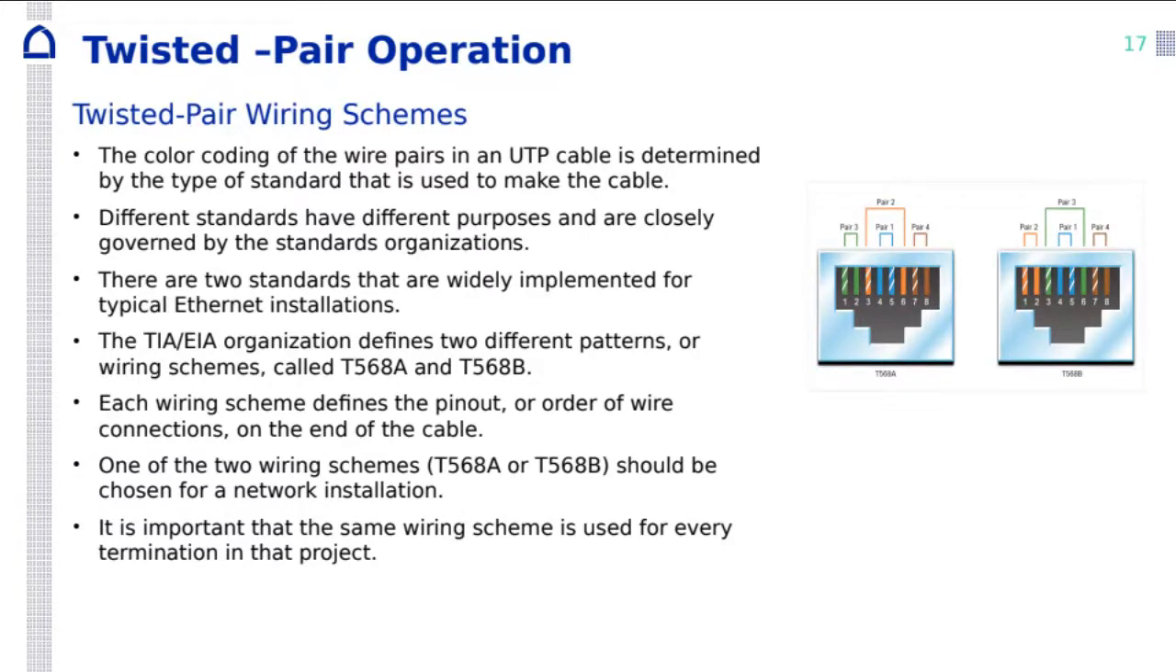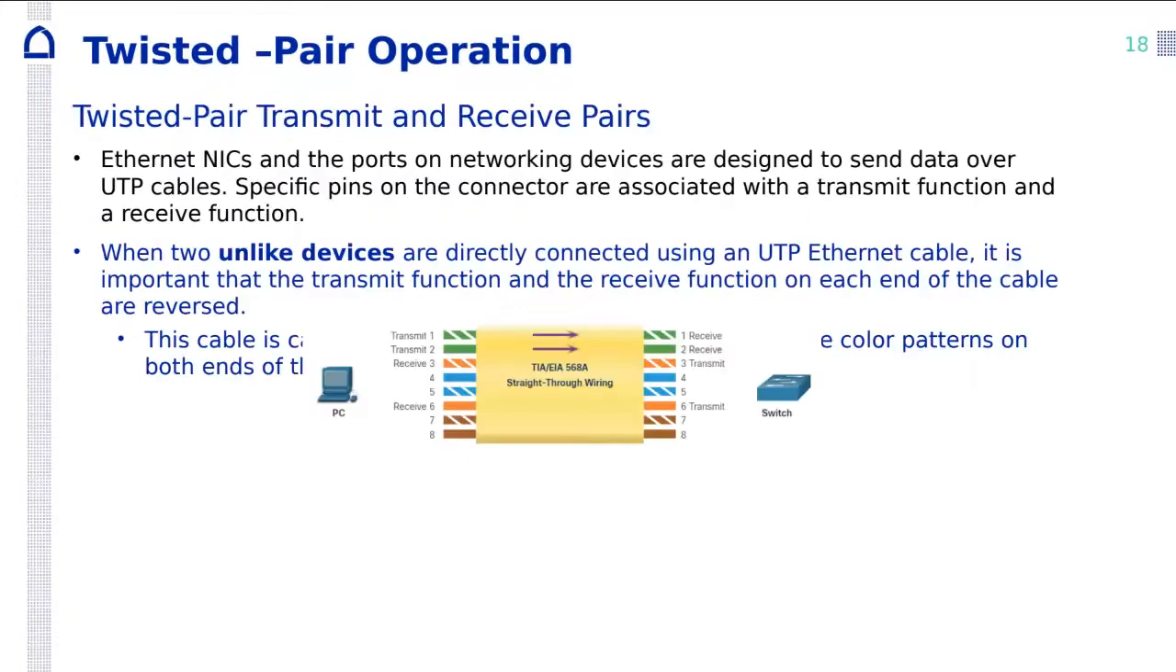So that's very important. The last point here is very important. Any questions? So here we have an example. The twisted pair transmit and receive pairs. Ethernet network interface cards and the ports on networking devices are designed to send data over UTP cables, okay, and using specific pins.